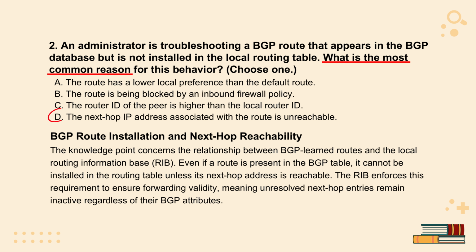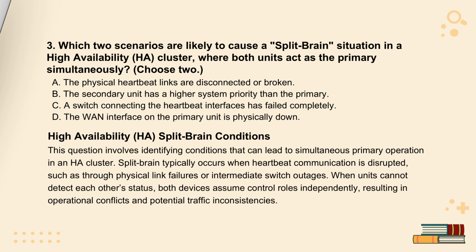Okay, so let's say we get our routing sorted out, but the network is still tearing itself apart. We have to talk about preventing catastrophe. Let's shift to high availability clusters. The absolute nightmare scenario here is split brain. Oh yeah.